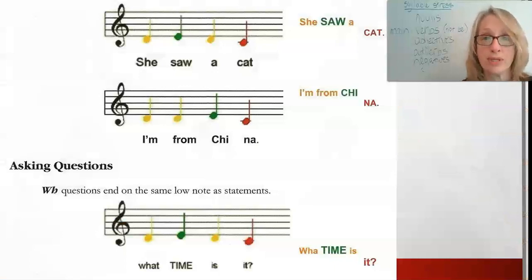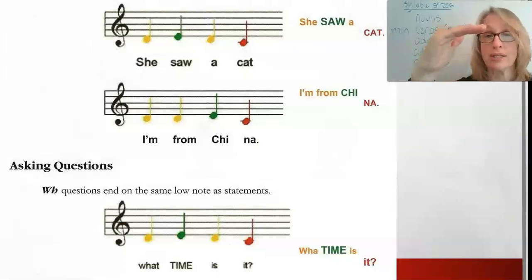Think of music. The tone of your voice goes a little bit higher on a stressed syllable. Here's an example. She saw a cat. She saw a cat. Say it with me. She saw a cat. Really simple, but that just gives you an idea of the voice going up and the voice going down.